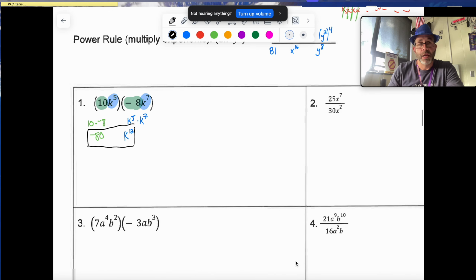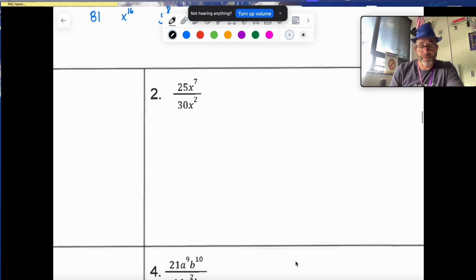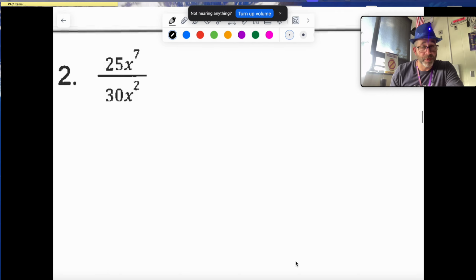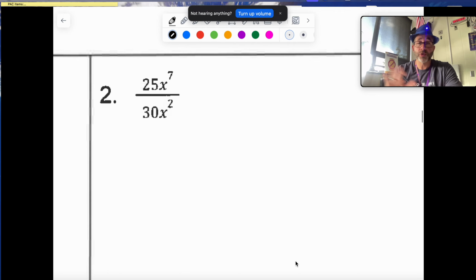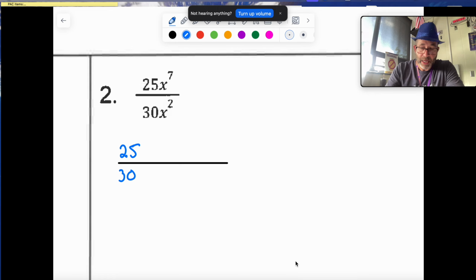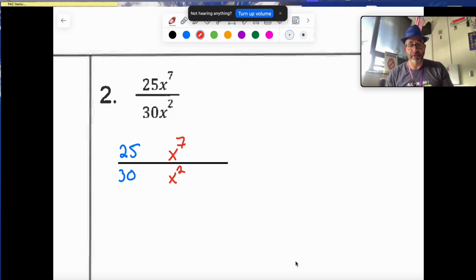Okay. Let's look at the next one here. So now we've got a fraction going on. There's no distribution going on, we don't have any parentheses. So if we were to look at these as like 2 separate problems, we've got problem number 1, which is 25 over 30. And then problem number 2, which is x to the 7th over x to the 2nd. Okay, those are separate things going on there.